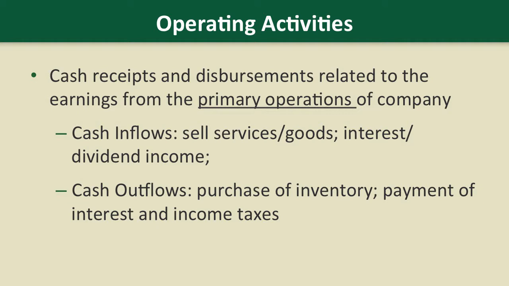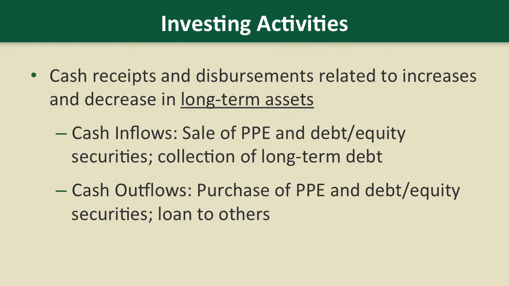Cash inflows in this section will include something like money you get from selling your services and or goods, which is very important, your interest income, your dividend income. Cash outflows include your payments for inventory purchases, the payment of interest, and your payment of income taxes. Next section is the investing section.